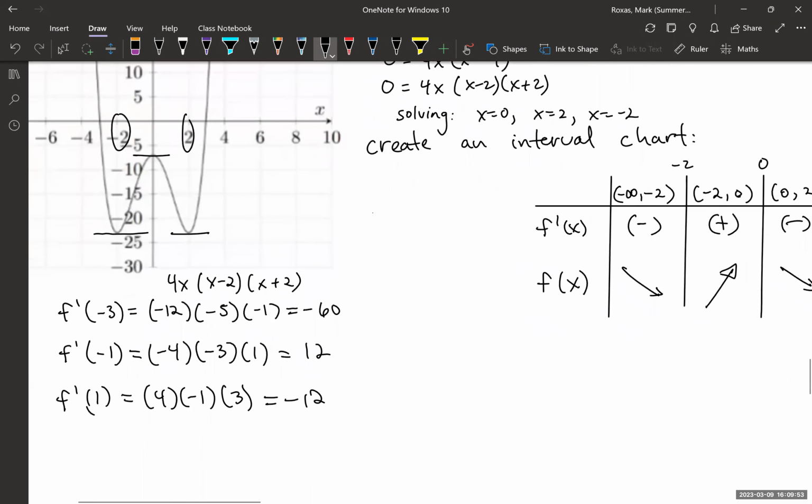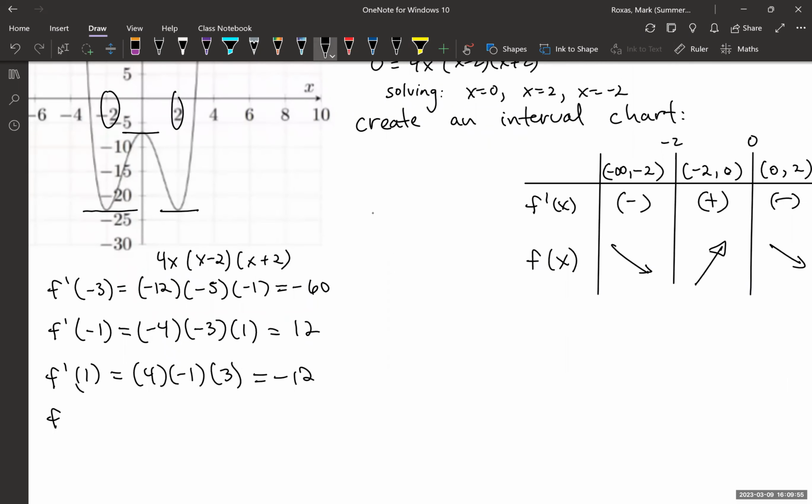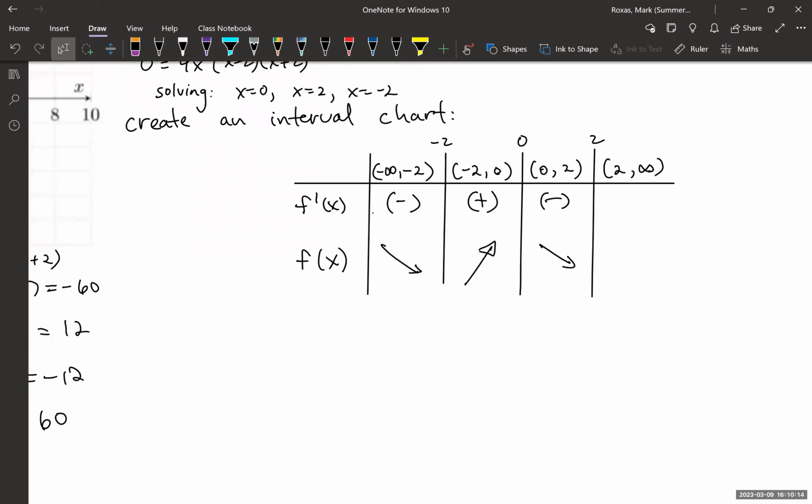And then the final interval from 2 to infinity, I'll pick maybe 3, f prime of 3. You can pick 3, you can pick 4, you can pick 10, whichever. 3 times 4 is 12. X minus 2 makes it 1, and then x plus 2, 3 plus 2 is 5. So 12 times 1 times 5 is 60, positive 60. All I care is that it is positive. The derivative is positive, so the function is increasing. Sometimes maybe you want to write here decreasing, increasing, decreasing, increasing, or you can just use the arrows to indicate if it's decreasing or increasing.